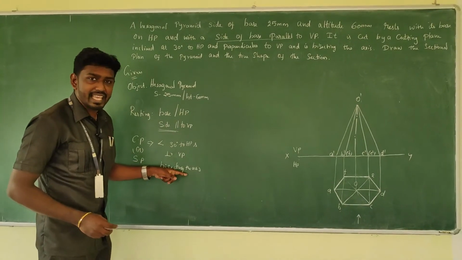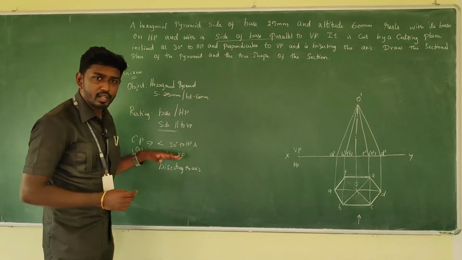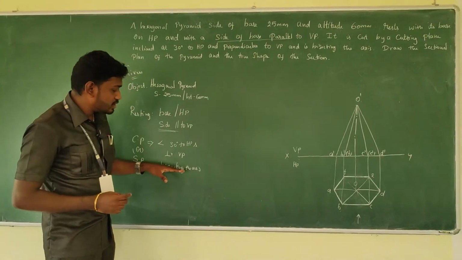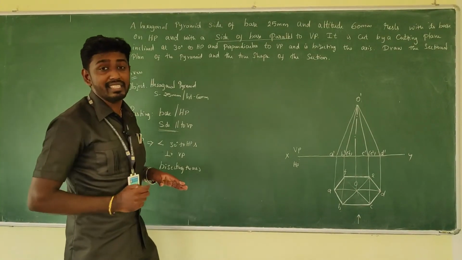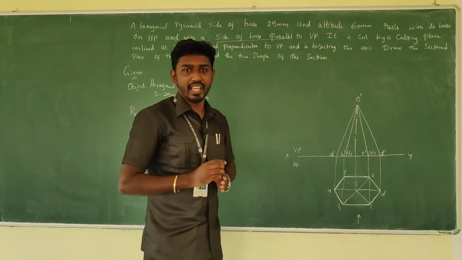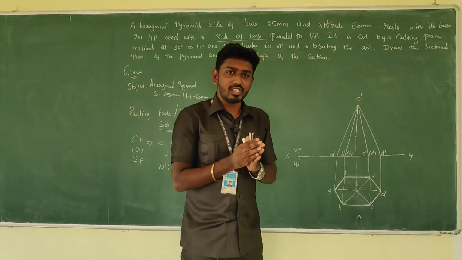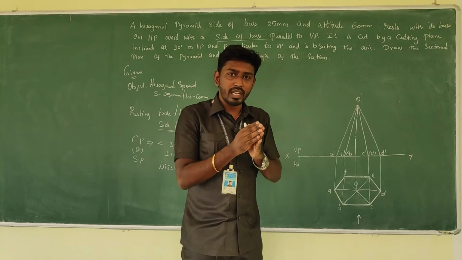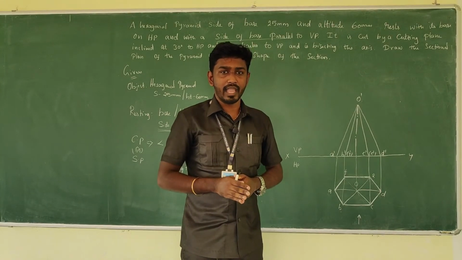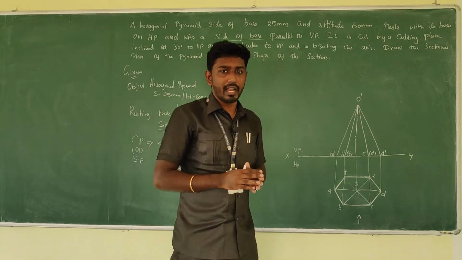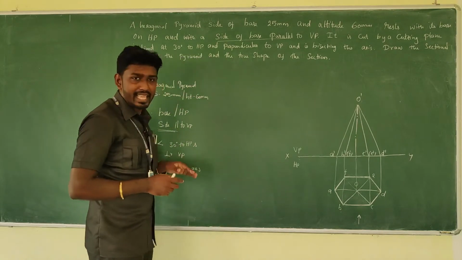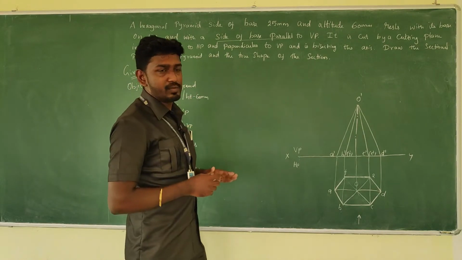It is bisecting the axis. Okay, inclination and perpendicular to VP, it's okay, but it is bisecting the axis. What do you mean by bisecting? Bisecting in the sense, I can say just dividing the portion into two equal parts. That means bisecting the axis, this cutting plane is being placed.